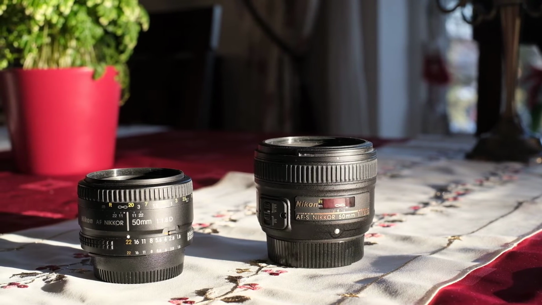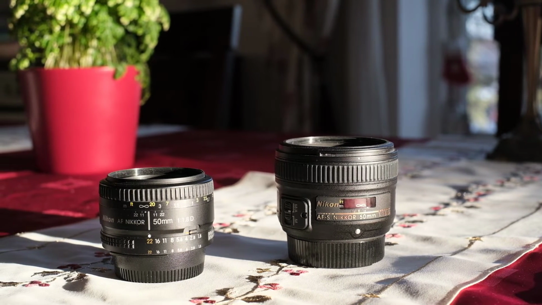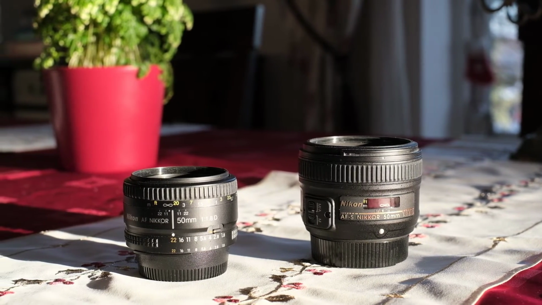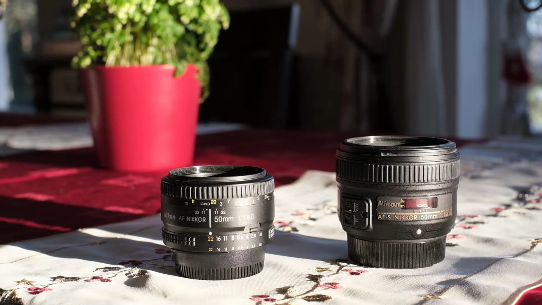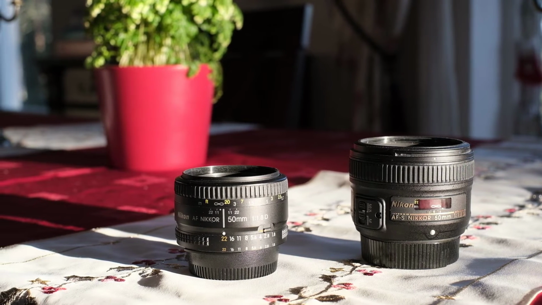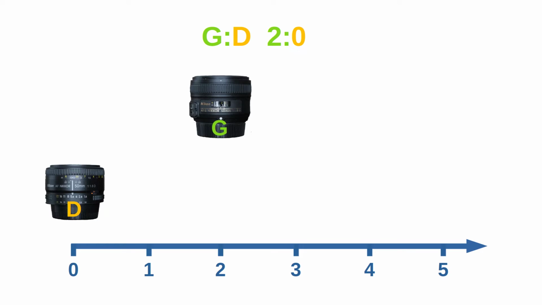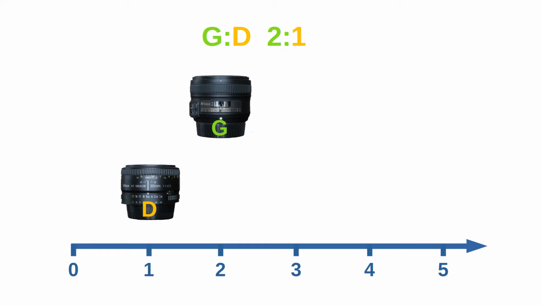Used price. When bought used, the D is much cheaper. You're paying around 150 to 200 euro for the G, while it's not unlikely to find the D for under 100 euro if you get lucky. The point is going in the other direction this time, and we have a G-D score of 2-1.